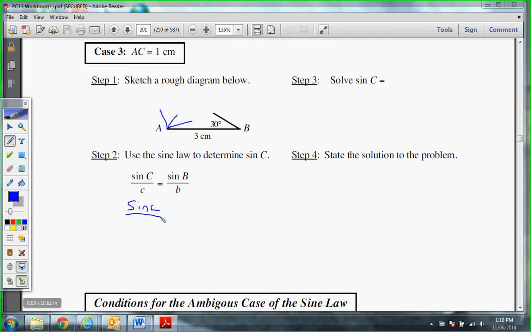So we'll say sine of C over 3, sine of 30 over 1. When you do that, you're going to get sine of C is 1.5. 1.5 is too big. If you put sine inverse of 1.5 in your calculator, it'll come out as error. That's no solution.